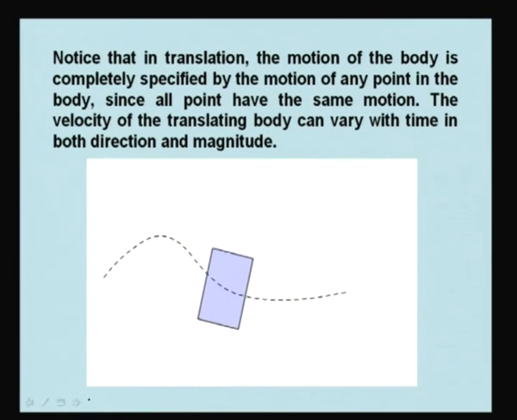Now notice that in translation the motion of the body is completely specified by the motion of any point in the body, since all points have the same motion. The velocity of the translating body can vary with time in both direction and magnitude. However, the velocity of all points will be the same. So generally we speak of the mass center. We specify the velocity of the body by the velocity of the mass center. In translation, the velocity of the mass center will provide the velocity of any point on the body.